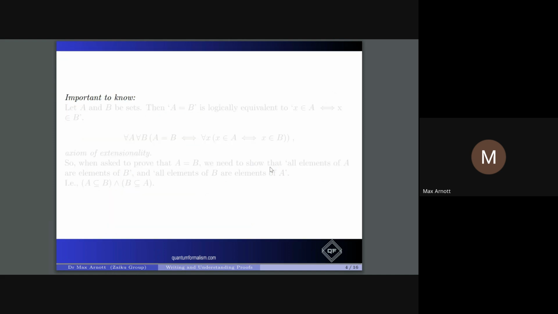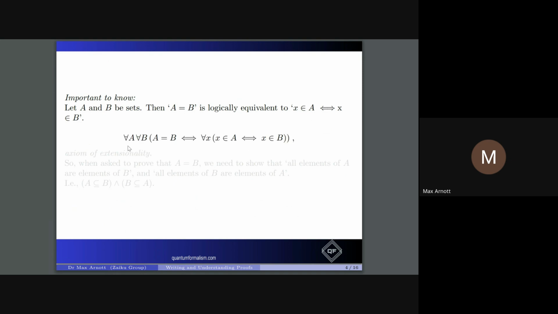Okay, so if we have two sets and we're trying to prove that they're equal, so the proposition A equal to B, where A and B are sets, is logically equivalent to x belongs to A if and only if x belongs to B. So when you're trying to prove two sets are equal, what you have to do is prove this claim. So you have to prove that x is in A implies that x is in B, and also the reverse implication, x is in B implies that x is in A.